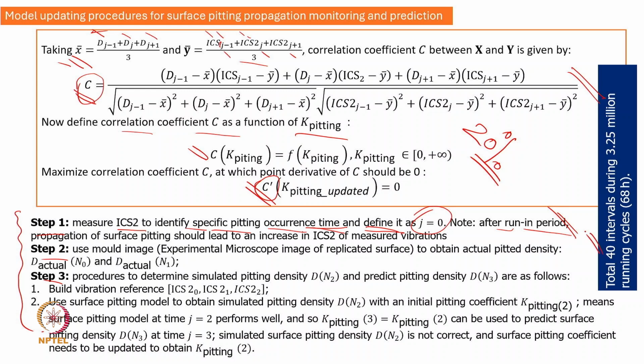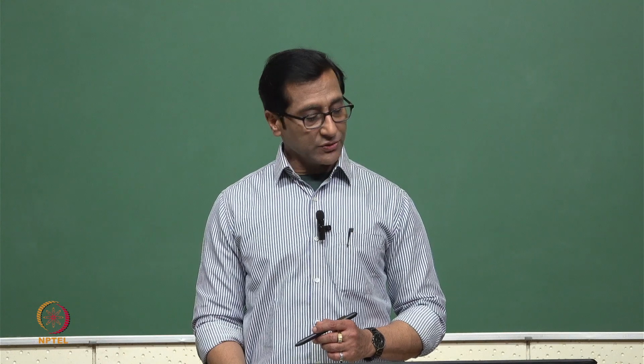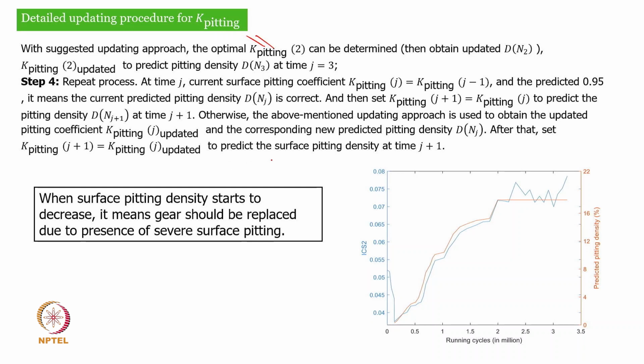And then they already have 41 data points, because 40 intervals are available, because they could collect from the model data, which was done for the 3.25 million cycles, or 3.25 times 10 to the 6 cycles. Based on that they were doing it. And then using this kind of algorithm, continuously they were trying to update K pitting, so that whenever the K pitting is equal to the earlier cycle, they will not do much, they will assume the same value. If it is not, then they will differentiate so K pitting comes to the right value. So that's why we say when the surface pitting density starts to decrease finally, it means the gear should be replaced due to the presence of severe surface pitting. So this is their assumption.